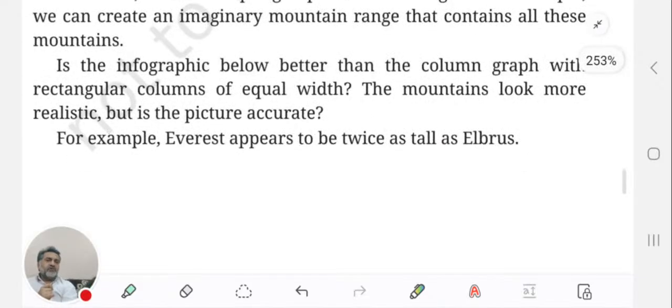Is the infographic below better than a column graph with a rectangular column of equal width for each? The mountains look more realistic, but is the picture accurate? For example, Everest appears to be twice as tall as Elbrus.